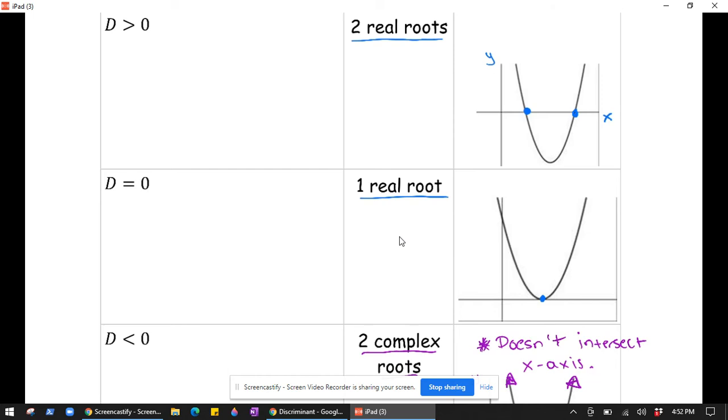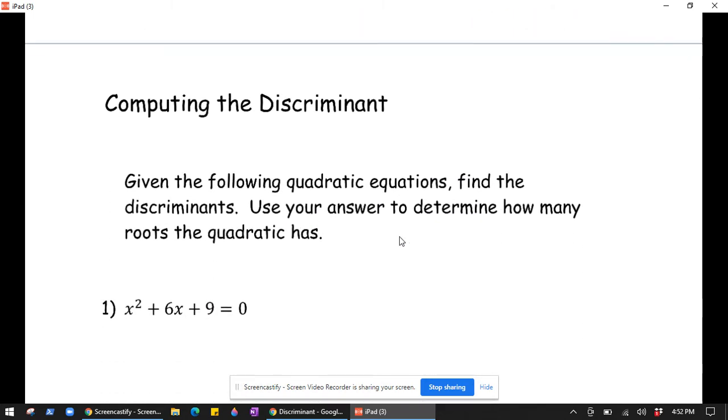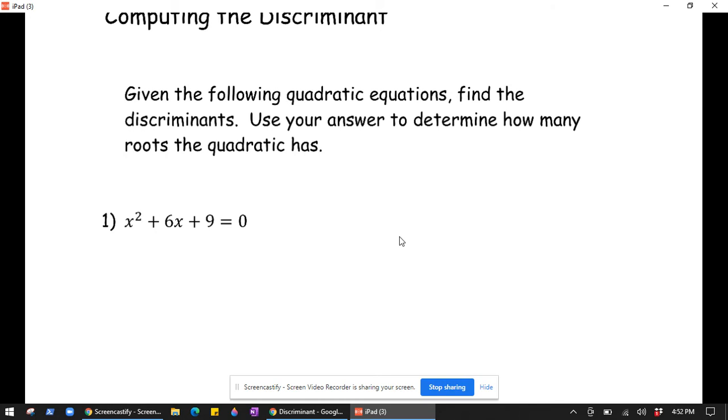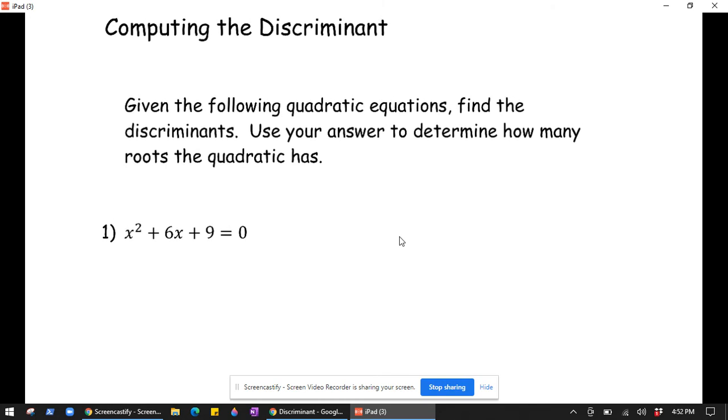What we're going to do now is compute the discriminant and see if we can figure out the number and types of solutions just from the equation alone. This says, given the following quadratic equations, find the discriminants, and then use your answer to determine how many roots the quadratic has. We remember that our discriminant has the form b squared minus 4ac. We look at our equation here, and we notice that our a is 1, our b is 6, and our c is 9.